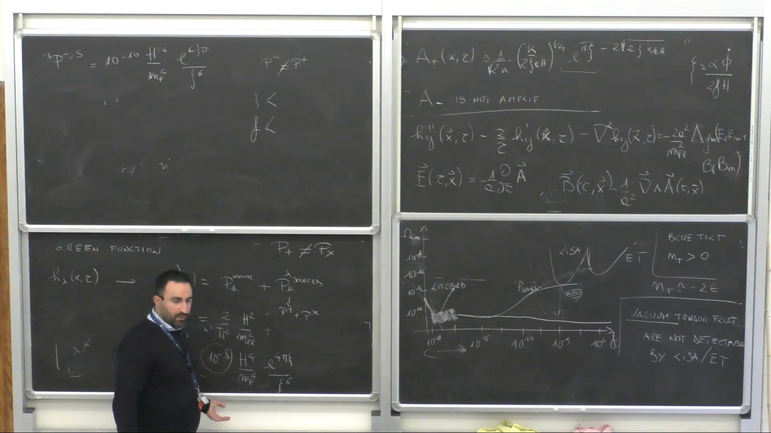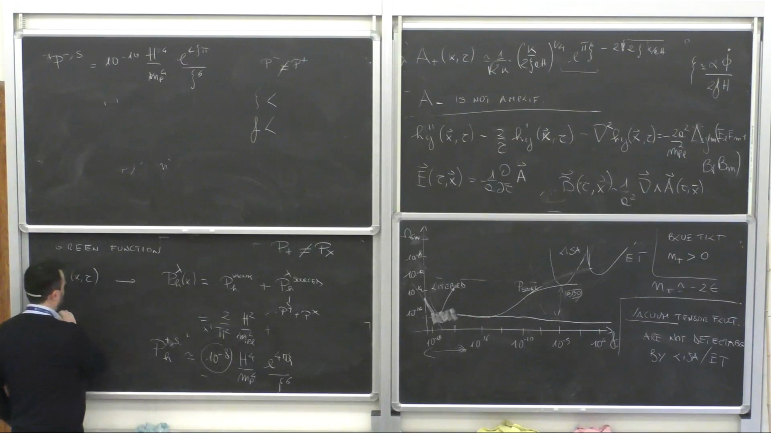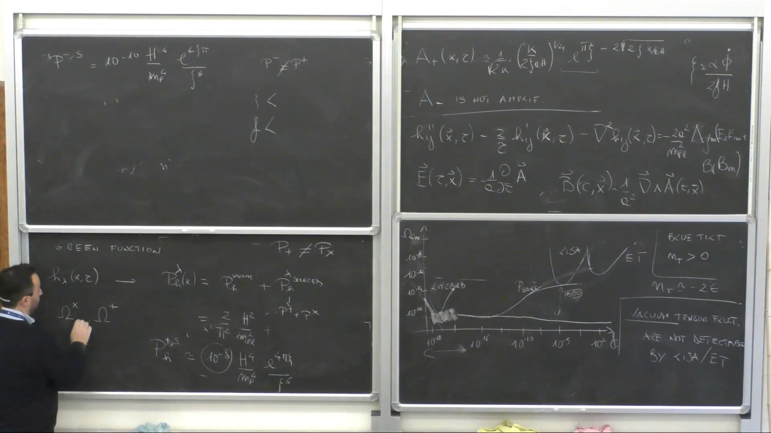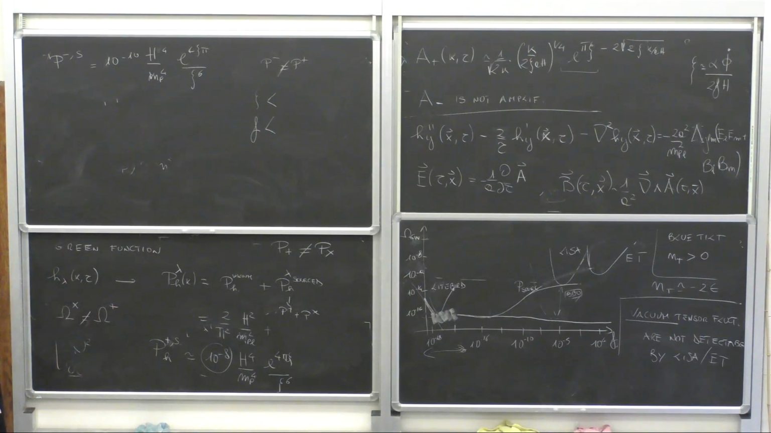You raise a good point. If you would measure a signal that has an omega cross and omega plus that are different, this is an indication of the parity violation. So this would be a model that, for instance, if we measure something like this, could explain cosmological scenarios. That's a very interesting point.